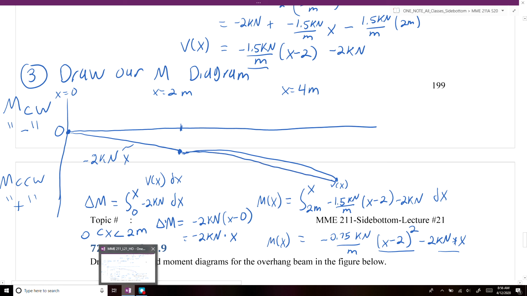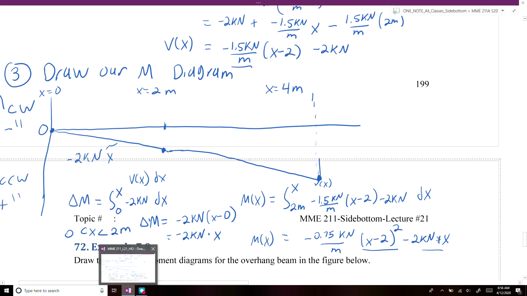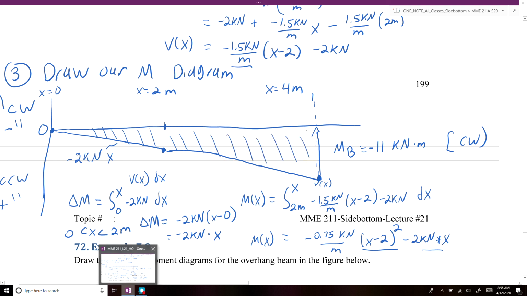And then at the very end of our beam at 4 meters, we have an applied concentrated load M of B that was equal to minus 11 kilonewton meters, which is in the clockwise direction. So it would be added at the very end. All right, and that concludes how you draw your shear and moment diagrams for this example problem.